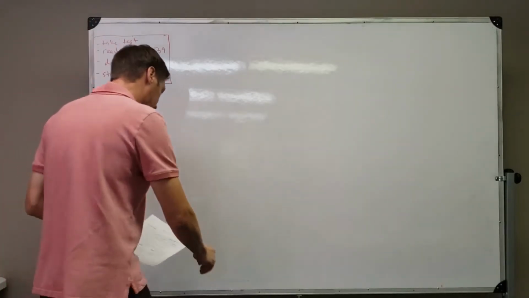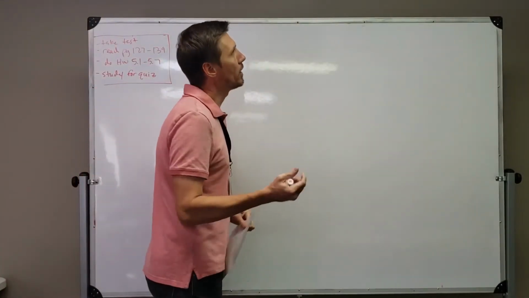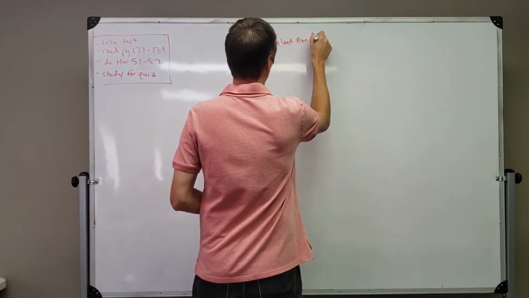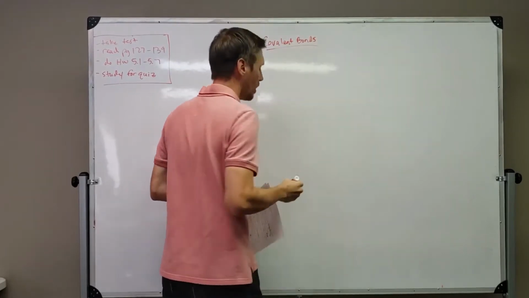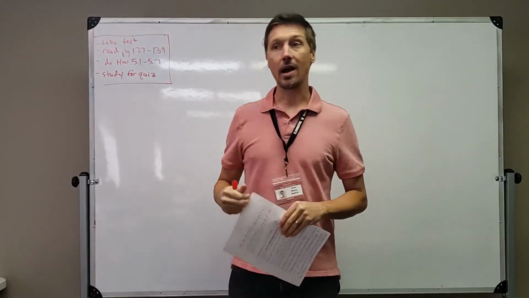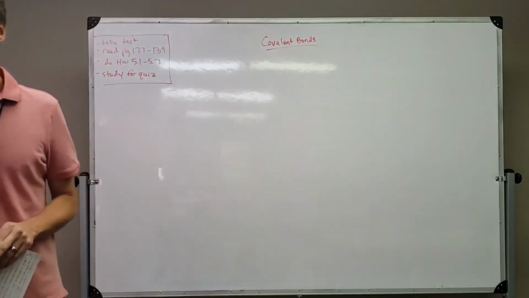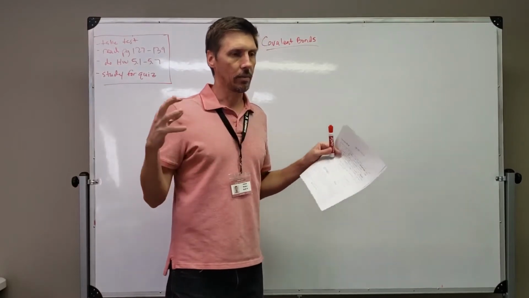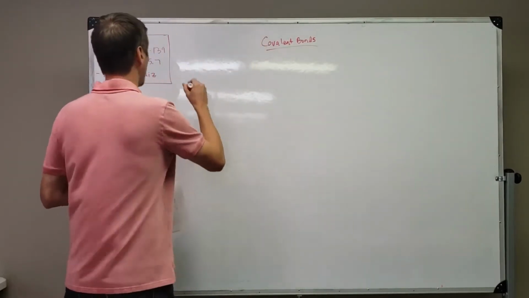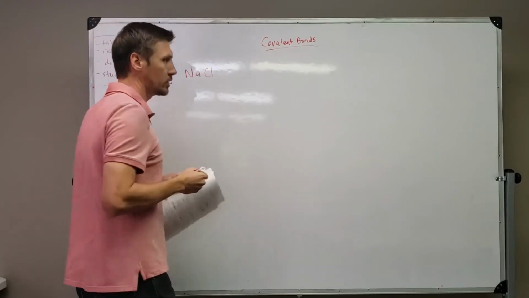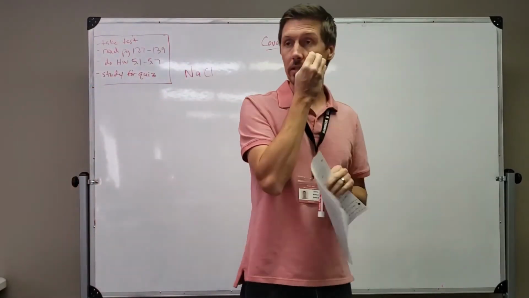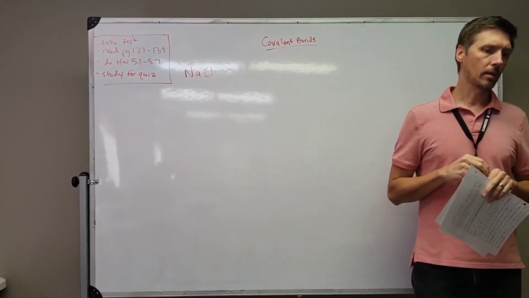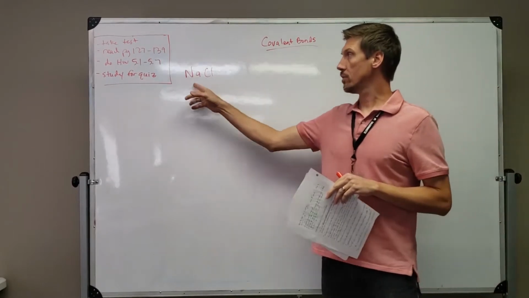Okay, so we need to talk about something called covalent bonds and covalent compounds today. Last chapter we dealt with ionic bonds and ionic compounds, right? And we said that ionic compounds, a compound such as NaCl, is held together by the opposite charges of the two ions that are formed.